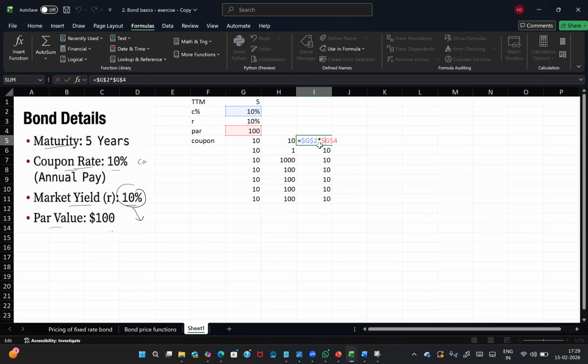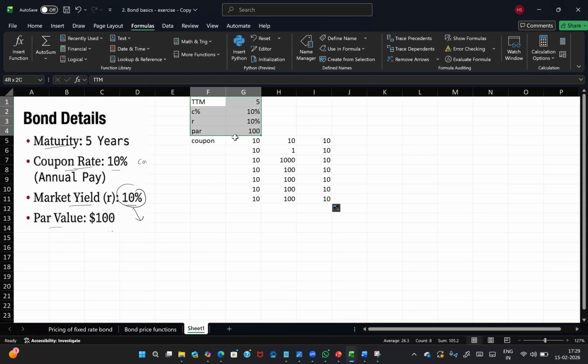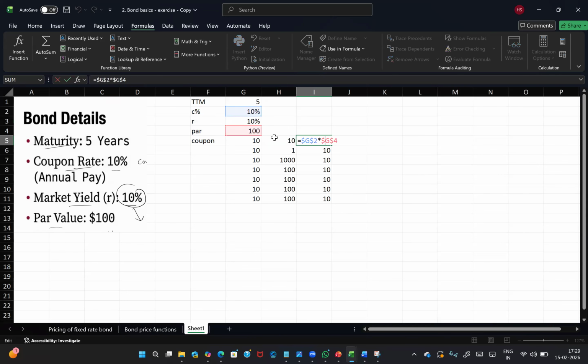So in order to use the same assumptions across my valuation exercise, I will generally take all my assumptions together and give names to those assumptions so that I can use them anywhere. I don't have to use cell addresses like G2 and G4. Now my formulae make a lot of sense because C underscore means it's a coupon rate and par means it's a par value. So whenever I look at my formula, they make economic sense.